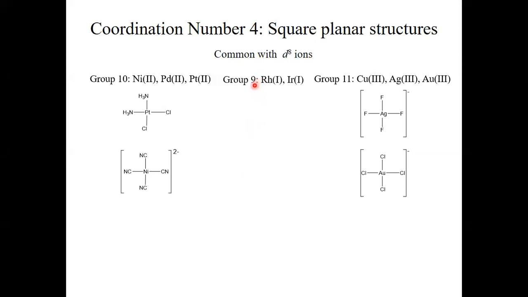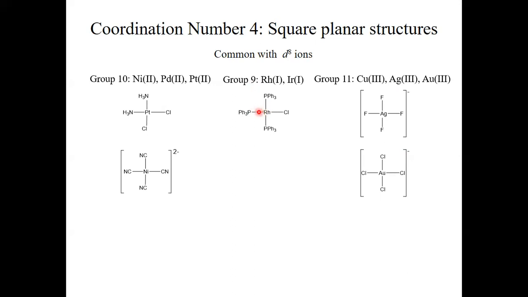That would be cobalt(I), rhodium(I), and iridium(I). However, cobalt is not stable in the oxidation state +1, but rhodium and iridium are. So in group 9, we have 1 electron less than in group 10. Therefore, we only need to remove 1 electron in order to get 8 electrons. So here are 2 examples for rhodium and iridium(I) complexes.